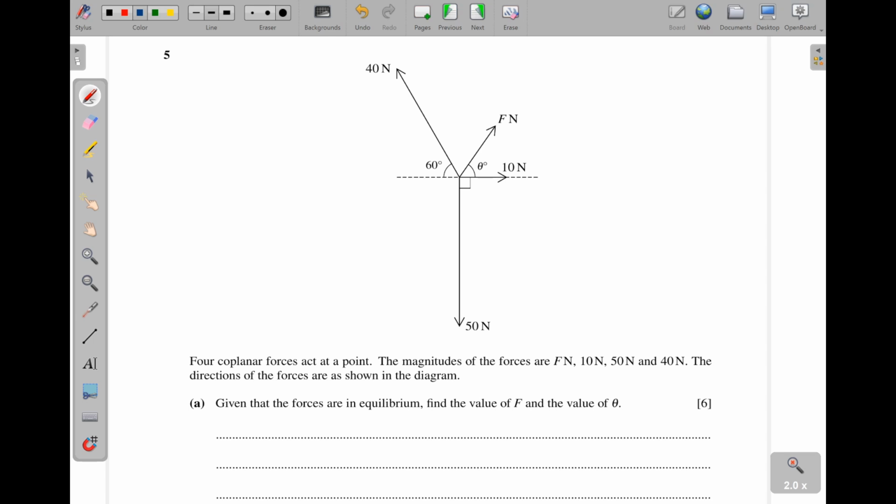They are saying that for coplanar forces, coplanar means they are in the same plane, so they act at a point, then the magnitudes of the forces are F newtons, 10 newtons, 15 newtons, and 40 newtons. The directions of the forces are shown in the diagram. Given that the forces are in equilibrium, find the value of F.